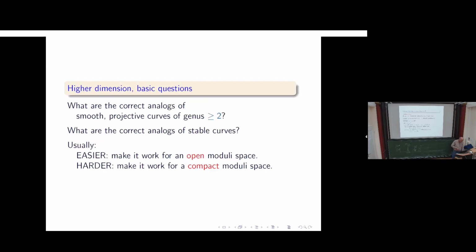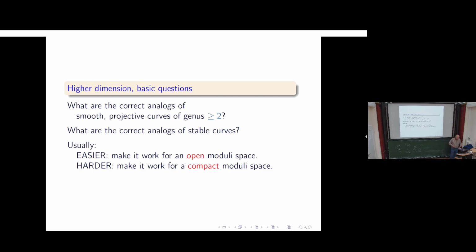Okay, so let's see, what's next? Oh yes, so then in higher dimensions, here are some basic questions. One is, what are the correct analogs of smooth projective curves of genus at least 2? That means, what are the objects in the interior of the moduli space? And then the next question is, what are the correct analogues of stable curves? So what should appear at the boundary of the moduli space?